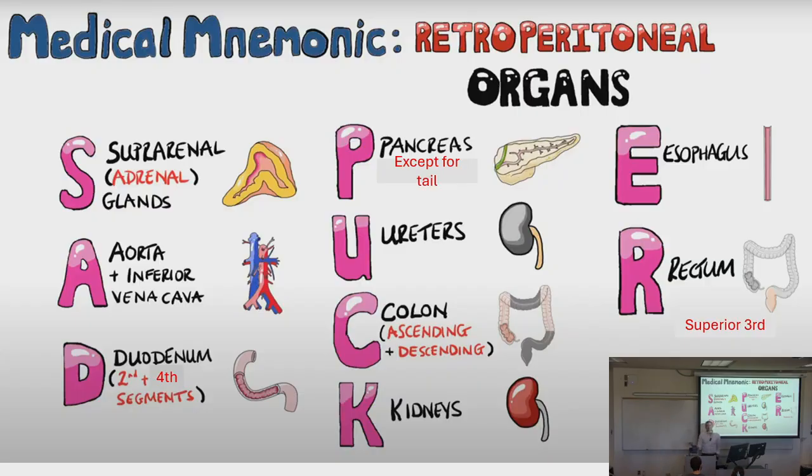The ureters, they're attached to the kidneys. We said the kidneys are retroperitoneal. The ureters are retroperitoneal as well. The colon, what part of the colon? So on either side, the ascending and descending colon are going to be retroperitoneal.